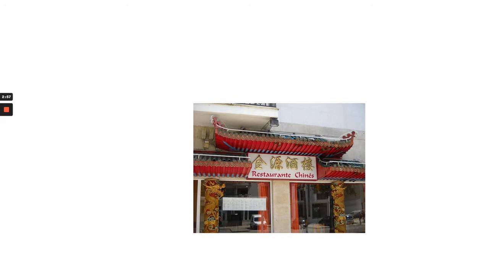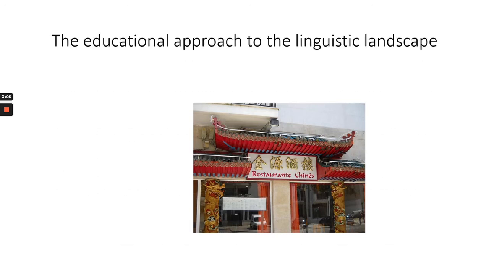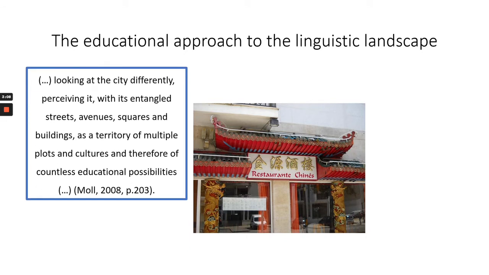So, we can all agree that linguistic landscape is a multimodal concept that allows us to explore several different domains, which includes an educational domain. So the educational approach to the linguistic landscapes is looking at the city differently, perceiving it with its entangled streets, avenues, squares, and buildings as a territory of multiple plots and cultures, and therefore of countless educational possibilities.